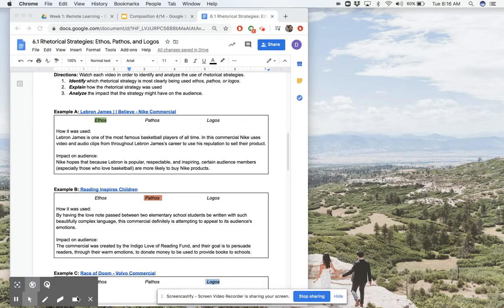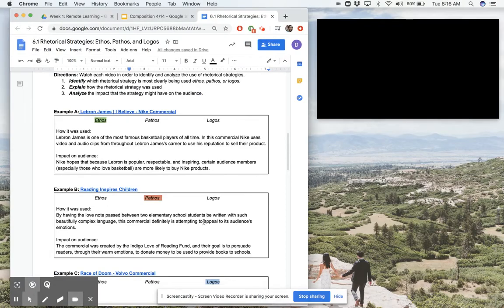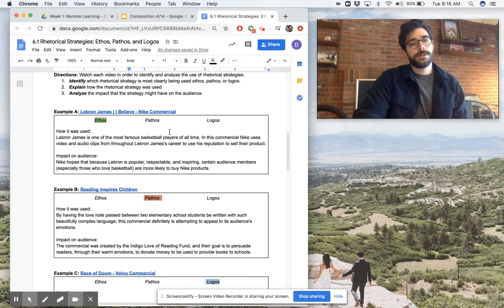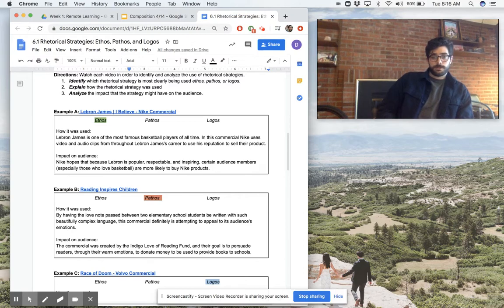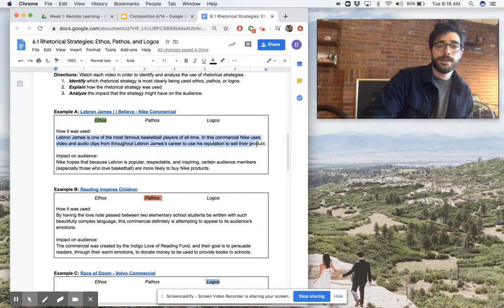Wow, that was amazing. And so as you watch that commercial, it is very clearly an example of ethos. And when we look at how it was used, we see LeBron James is one of the most famous basketball players of all time. Some would say he's the greatest basketball player of all time. And in this commercial, Nike uses video and audio clips from throughout his career in order to use his reputation to sell their product.